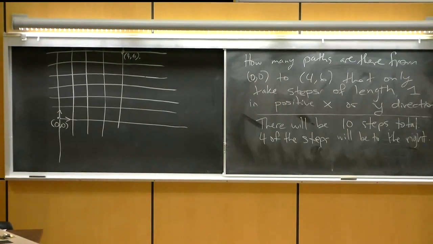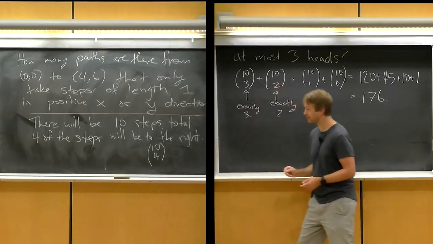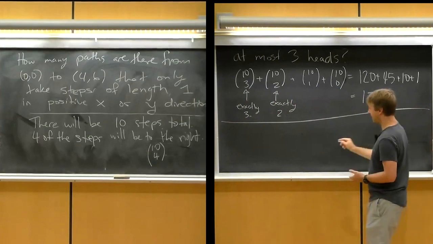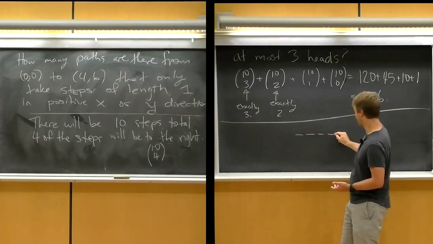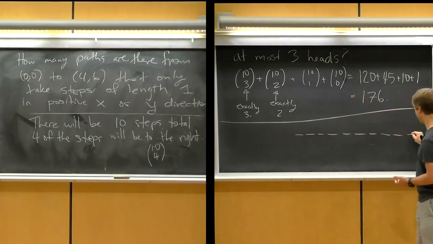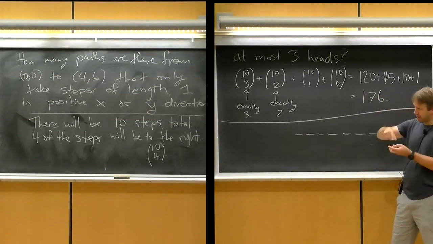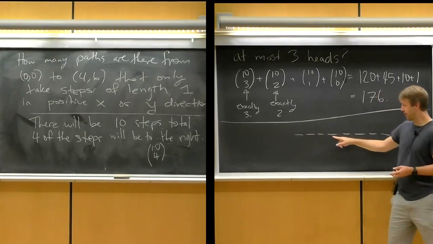So very close. Actually, you don't need to multiply at all. It's just going to be 10 choose 4. The way to analyze that is, once you choose the step to the right, then everything else is a step up. So there's no additional choices. You can think of every path as a list of instructions.